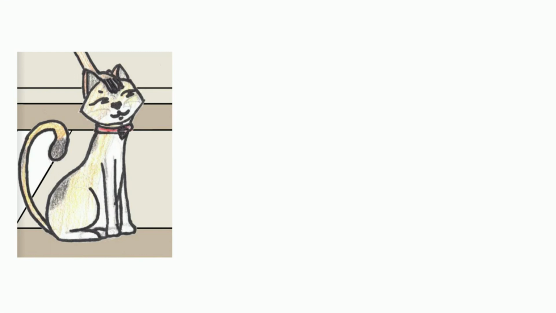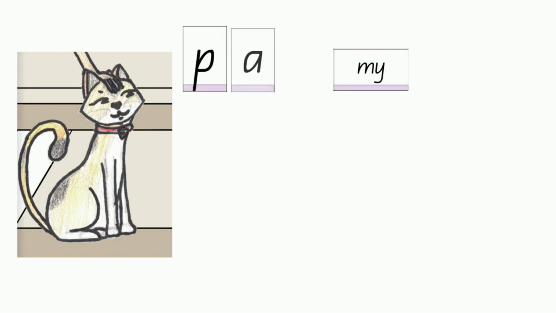This is my favourite picture in the book. The words on the page say, pat my cat. My is one of our tricky words, so I'm going to place the my tricky word card right here. Now I'll try and spell the sentence, pat my cat. So before the word my is the word pat. I need to segment the sounds, p, a, t, and choose the letters to represent the sounds. P is P, a is A, t is T. Pat my.